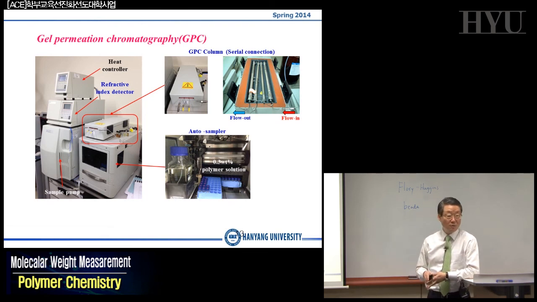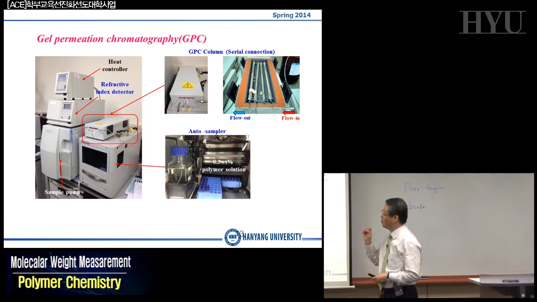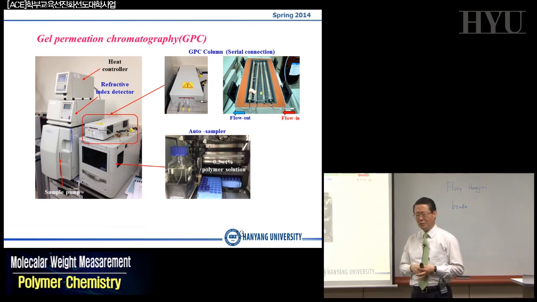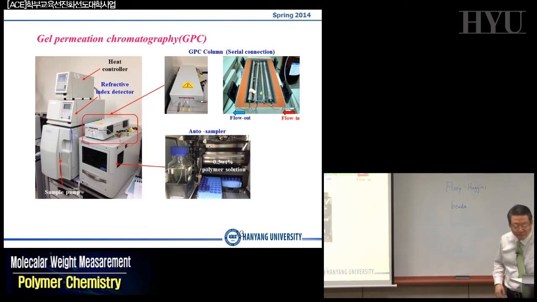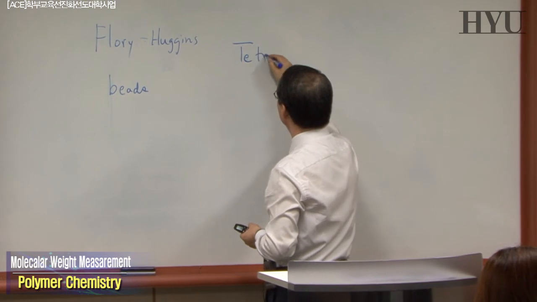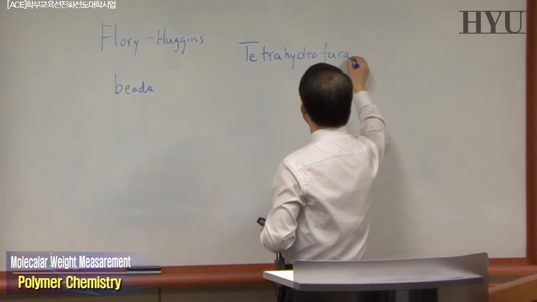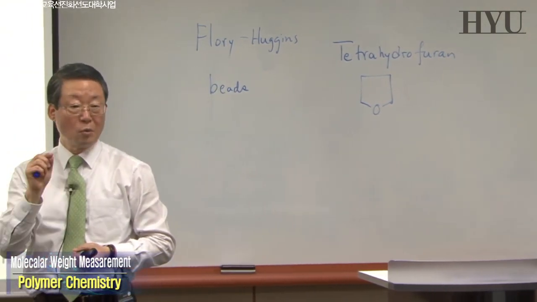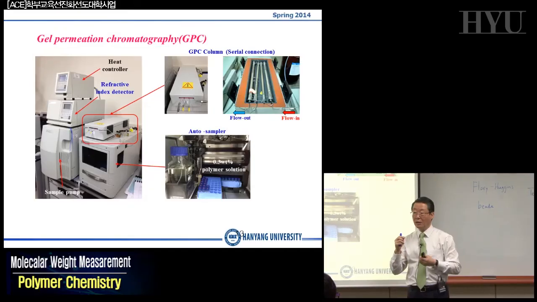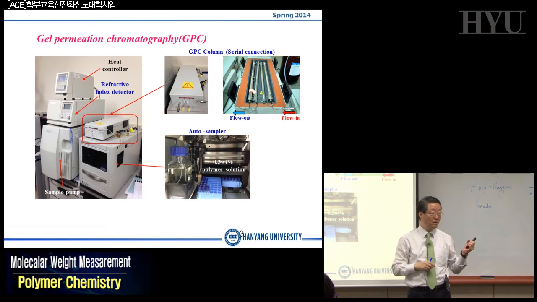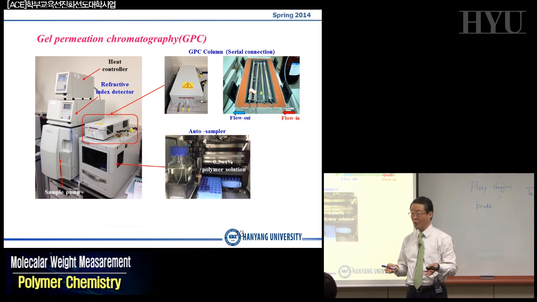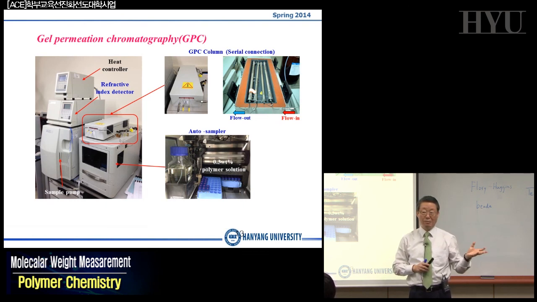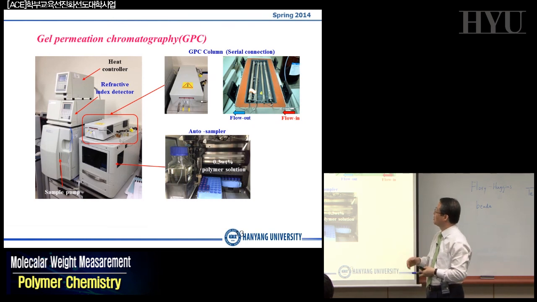And I told you that we have 3 different GPCs. The reason is that THF, tetrahydrofuran, is a very typical solvent with a low boiling point. It's very similar to acetone, okay? Most of the polymers can be dissolved in THF, so we use THF as a standard solvent. But in some cases, we have to use water if the polymer is dissolved in water. And in some cases, we have to use NMP, N-methylpyrrolidone, or dimethylacetamide. So these are 3 different solvents that can be used.